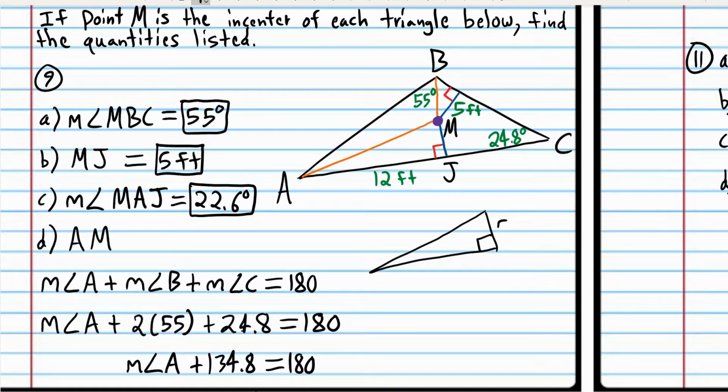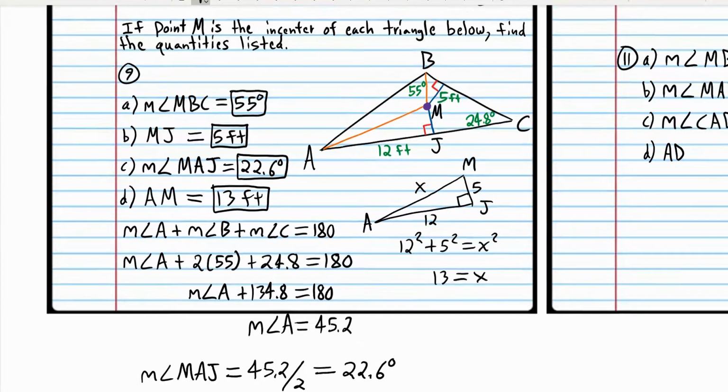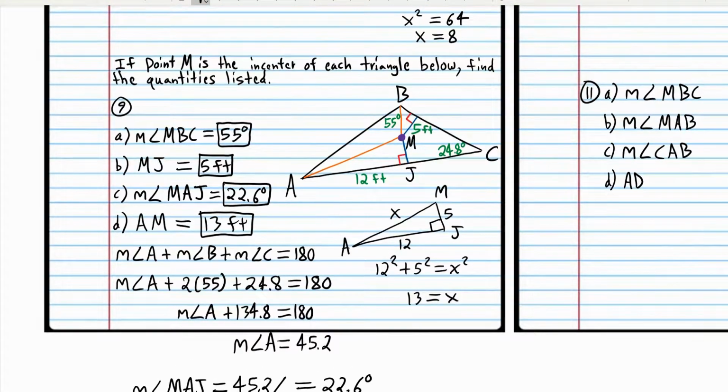And we know that this side is 5. We already found that side. That's MJ. And we know this side is 12, so we just need to find the hypotenuse. So we use the Pythagorean theorem, 12 squared plus 5 squared equals x squared, and do all the math on that, and you get x is equal to 13. So AM is equal to 13 feet. So again, we're using the Incenter Theorem.